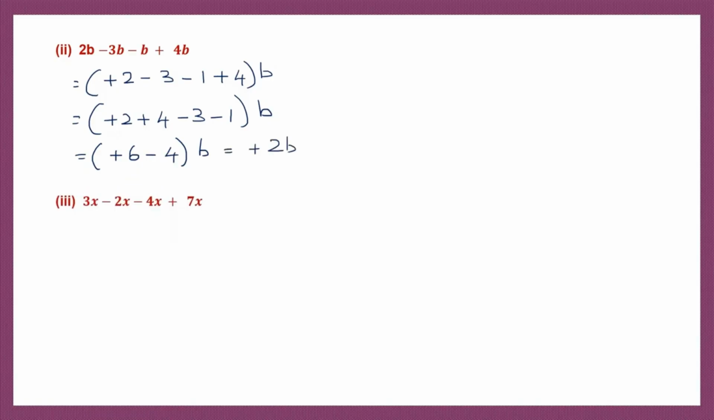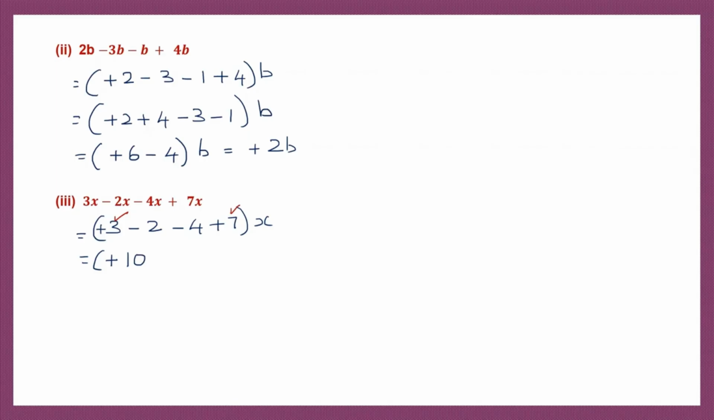3x minus 2x minus 4x and plus 7x. So again like terms. So let's do that. 3 minus 2 minus 4 plus 7x. Again, let's put a plus sign here. Let's add up the numbers that have a plus sign, that is plus 3 and plus 7. So let's put a plus sign. 3 plus 7 is 10. Now take the other two numbers. They have a minus sign. Both have a minus sign.